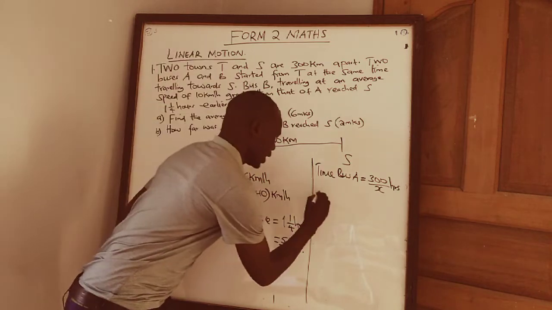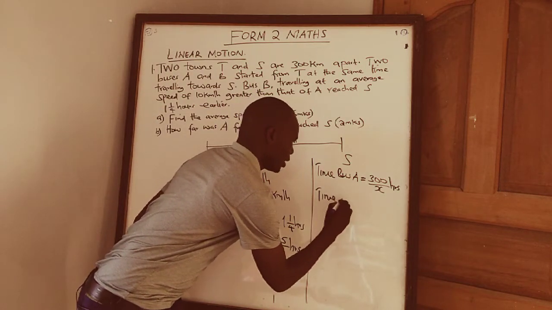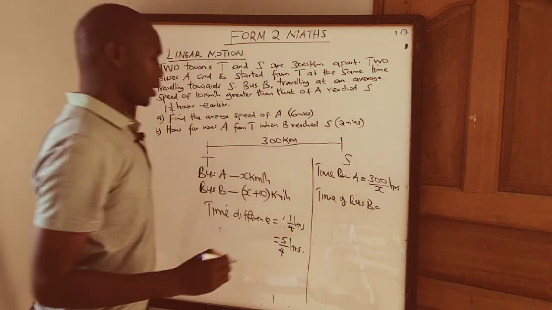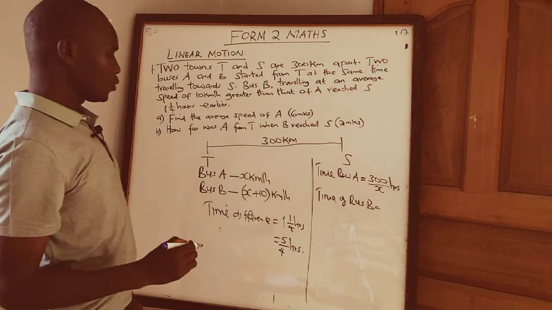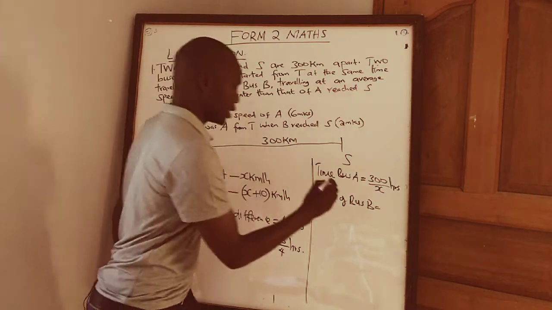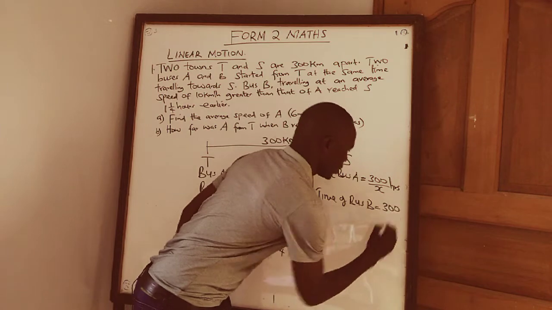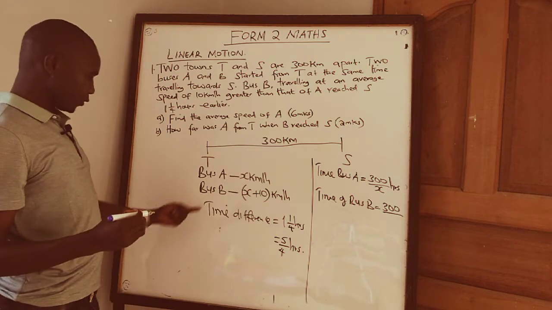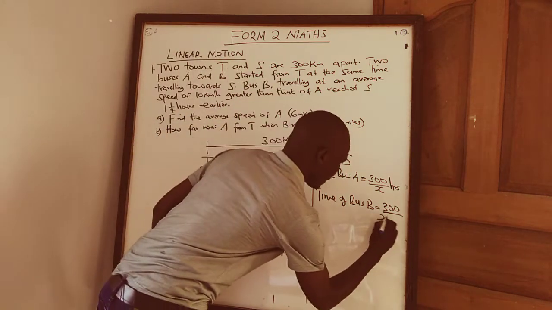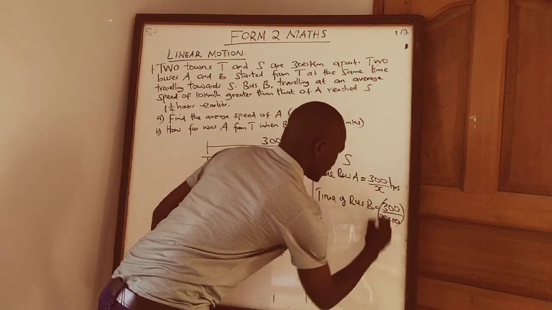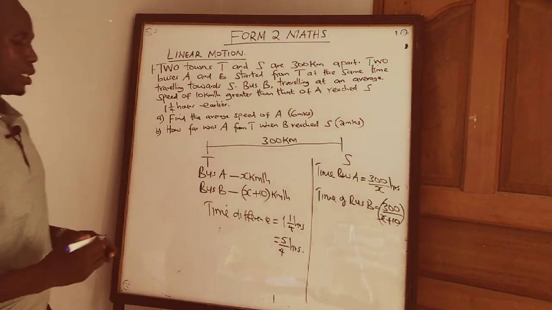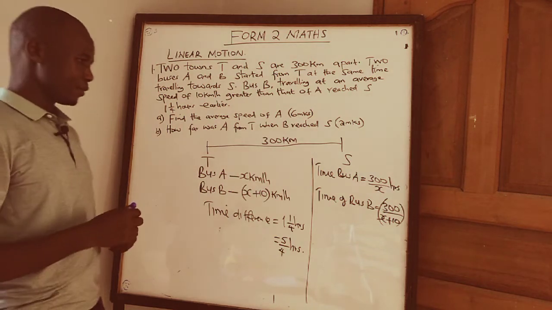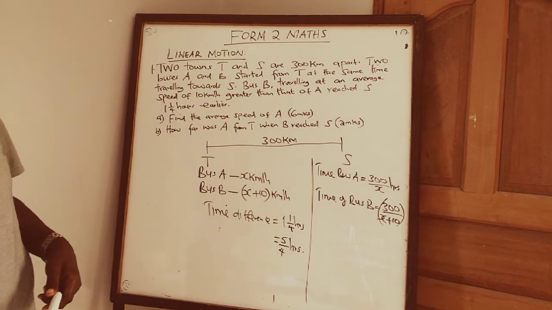Then we calculate the time of bus B, the time of bus B from T to S. Time will be equal to the distance between T and S, which is 300 kilometers. We divide by the speed for bus B, which is x plus 10, and this one will give us the total time taken for bus B to arrive at S.